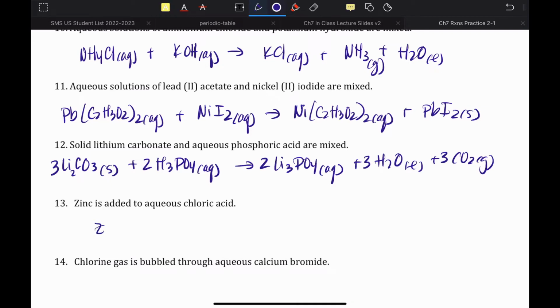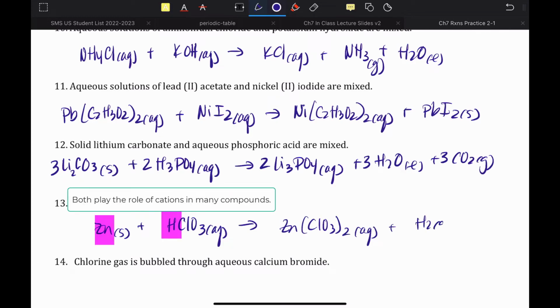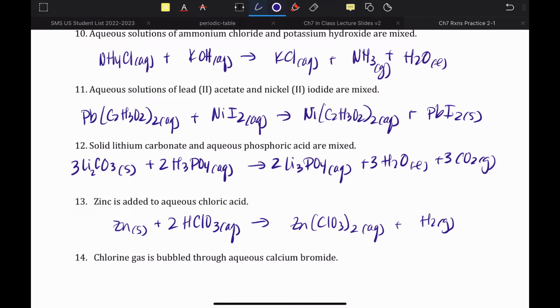All right, zinc is added to aqueous chloric acid, not to be confused with hydrochloric acid. So we would take our chloric acid and our zinc and we'd say, oh, let's switch. We have an element plus a compound. So the element switches with what it's most similar to. In terms of hydrogen and the chlorate, zinc is more similar to the hydrogen. They both play the role of cations in compounds.